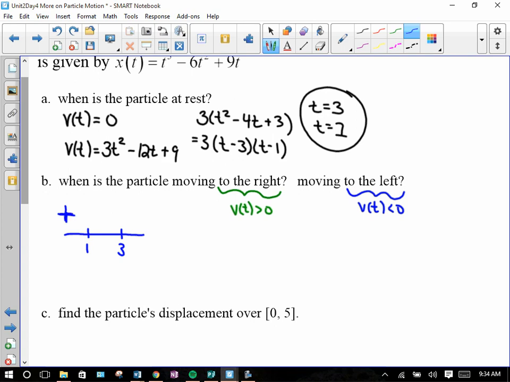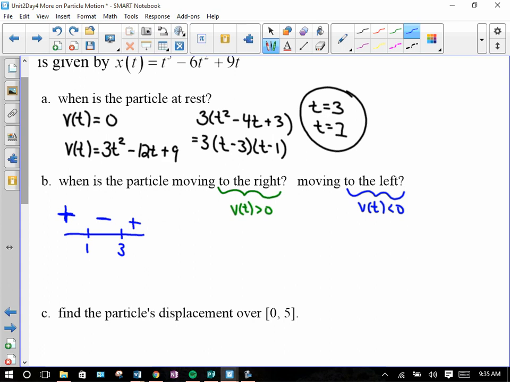Now I'm taking a number between 1 and 3, something that's nice and easy. 2. 2 minus 3, that's negative. 2 minus 1, that's positive. So positive, negative, positive, that's going to be what? Positive times negative is negative. Now take a number bigger than 3, so 4. Plug the 4 in here, you get positive and positive, so positive, positive, positive. So this particle is moving to the right when our velocity is greater than 0, or positive.